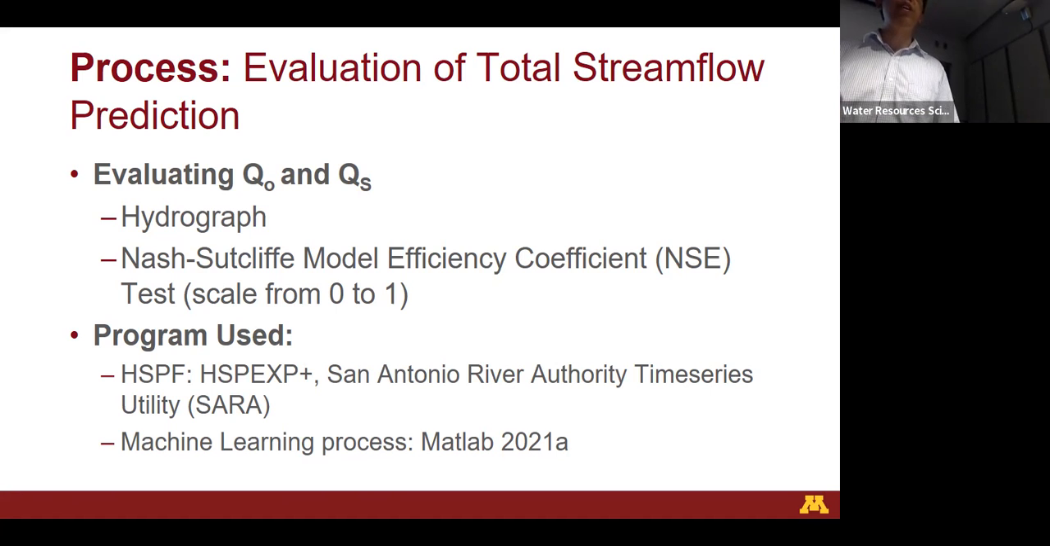We'll first compare the hydrograph of the observed total outflow, the prediction without storage, and the prediction with the storage. And then we'll use the NSE test to test the accuracy of prediction. The NSE test ranks from 0 to 1. 0 means the least accurate, 1 means the most accurate.